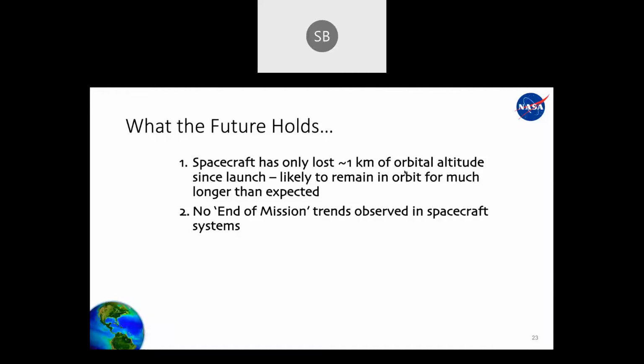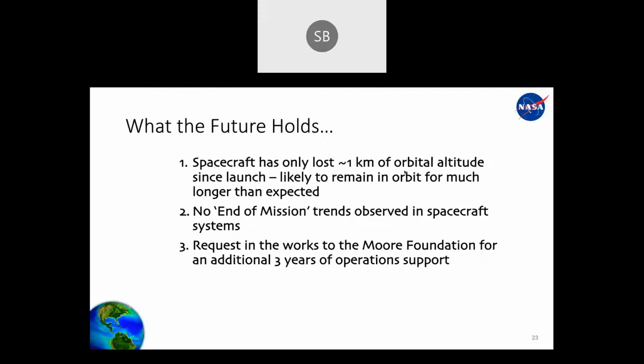There are no end of mission trends being observed in the spacecraft systems. We have had a few safe hold events where the instrument went offline for one reason or another, but we have been successful in recovering from each and every one of those. The most recent one was earlier in December, but we recovered from that and have been collecting data successfully since January 10th of this year.